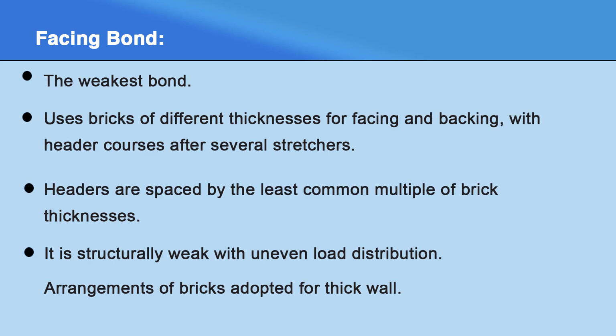Facing bond. It is the weakest brick bond, which is characterized by the use of bricks with varying thickness for the wall's facing and backing. The headers are inserted only after several stretcher courses have been laid, with their spacing determined by the least common multiple of the brick thickness. This irregular spacing and the infrequent use of headers results in uneven load distribution, making the bond structurally unstable.